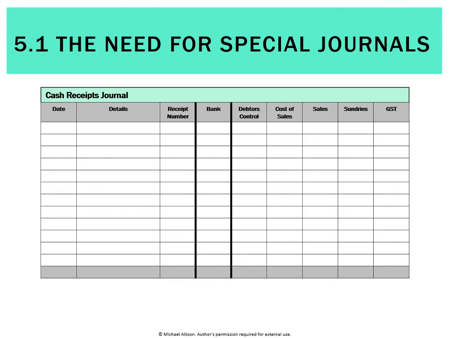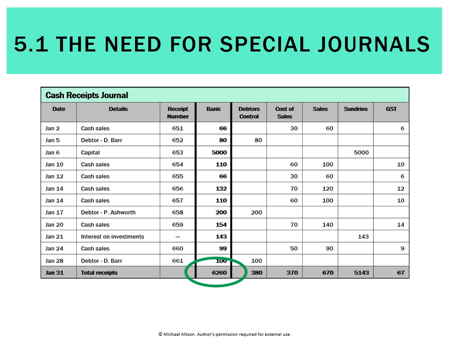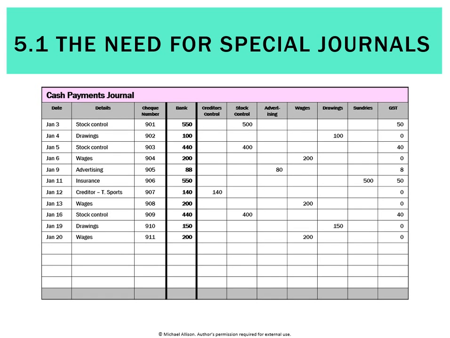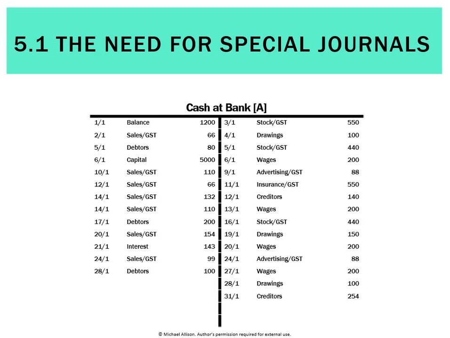So here's the cash receipts journal. I'll enter each transaction individually. These are the transactions from the cash at sale ledger and cash at bank ledger, and then I'll total them up. In this case, I've got a total bank column of 6260. In the cash payments journal we get all the money I've paid. Here are all those credits that were in the cash ledger, and we get a final total of 3,700 down here.